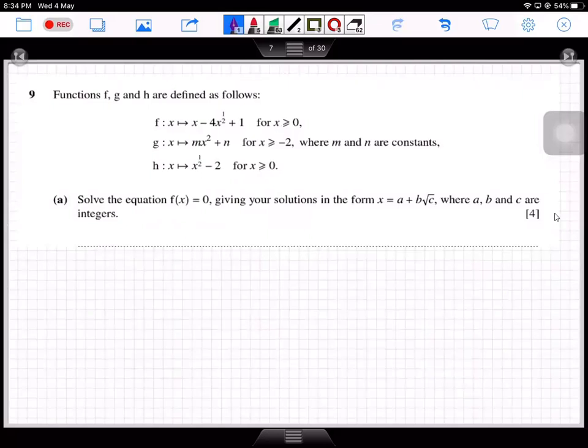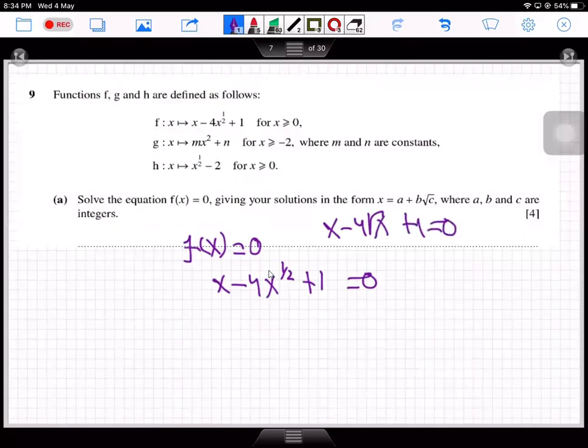So f(x) equals 0 is x minus 4x raised to the power half plus 1 is equal to 0. So this is basically a disguised quadratic equation. Actually, this is not a quadratic equation. This is a radical equation, which involves a square root. So x minus 4 root x plus 1 is equal to 0. But this is a disguised quadratic equation. We can make it a quadratic equation and solve it like a quadratic equation.